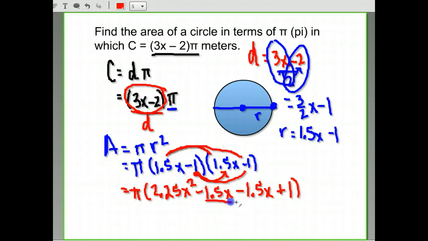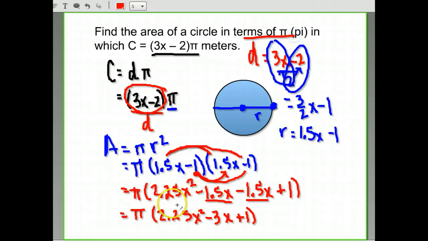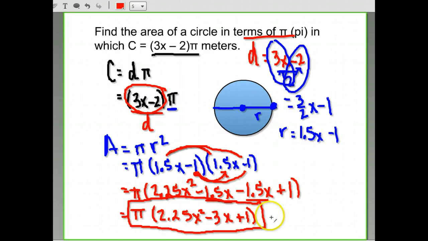We can simplify a little more because we have 2 things that are x's. 1.5 and 1.5 is 3. So we get 2.25x squared minus 3x plus 1. And when they say in terms of pi, that means you don't have to multiply pi out. So you just leave the pi in your answer. So this would be the area of our circle. It would be in meters squared. It's pi times 2.25x squared minus 3x plus 1 meters squared. Now, that looks a little weird, but that's all we could do with the x's in it.